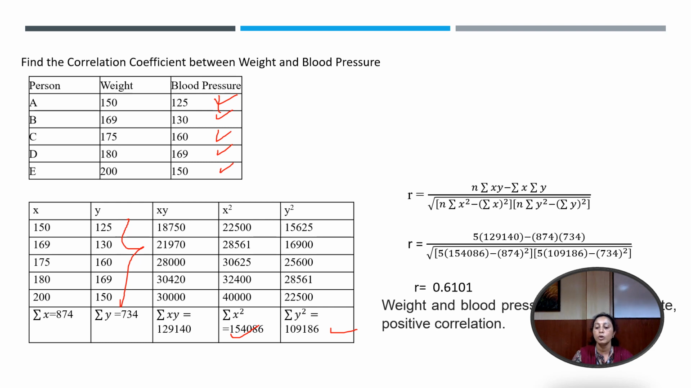0.6101. Even though the value of r is positive, it is not very close to 1, because we saw that the correlation coefficient r value lies between -1 and +1. If r is very close to 1, then we say that there exists a perfect positive correlation between the two variables. But here, since the r value is 0.6101, we say that there exists a moderate correlation between weight and blood pressure.